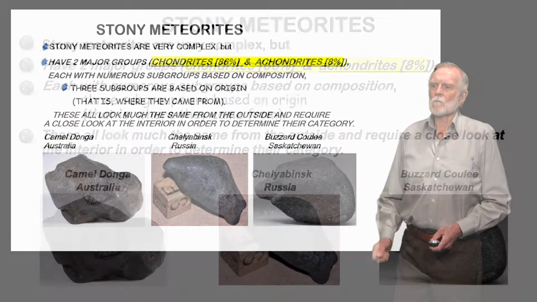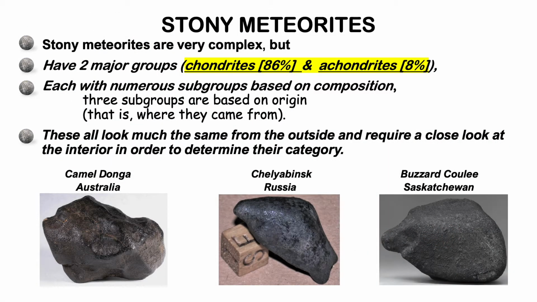Here's three stones. Buzzard Coulee here from Saskatchewan. Buzzard Coulee fell in 2008. Chelyabinsk 2013. And Cameldonga there in Australia was 1969 when it fell. It's an achondrite, and yet it does not look appreciably different from the other two, which are both chondrites, and though not identical, they're fairly similar to each other. So we cannot identify the type of stony meteorite from an outside look either.